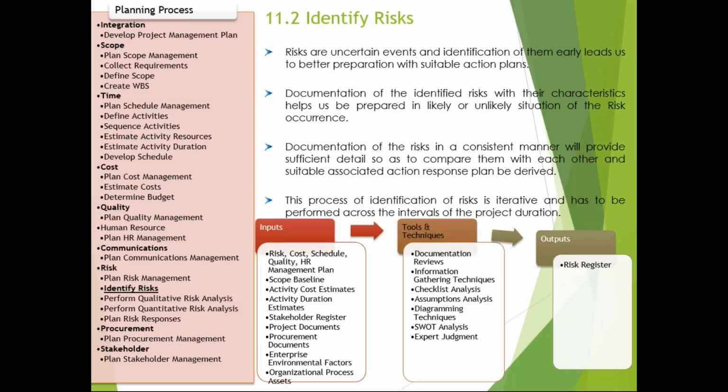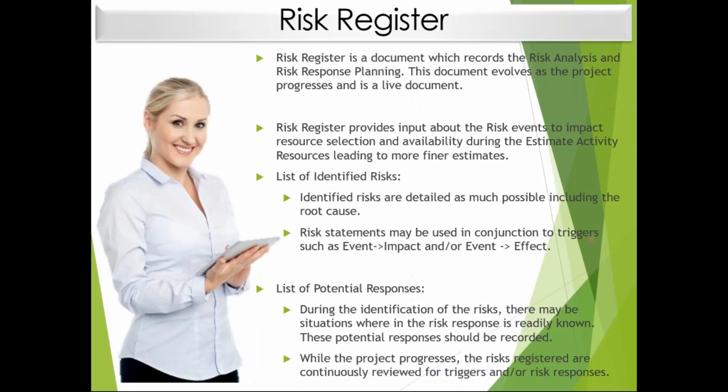Diagrammatic techniques are, for example, fishbone analysis and your process flow diagram, using which again you can identify the risks. SWOT analysis is strength, weakness, opportunity, threat. Strength and opportunity give you the positive risks. Weakness and threat give you the negative risks. And expert judgment: experts will also help you identify the risks. All these risks that you've identified need to be documented in the risk register.